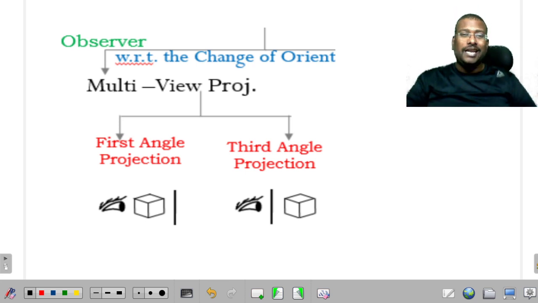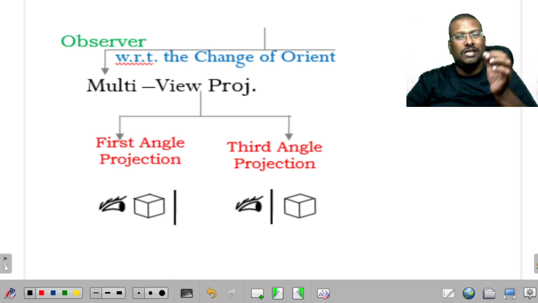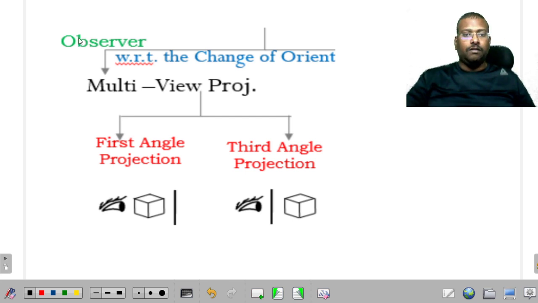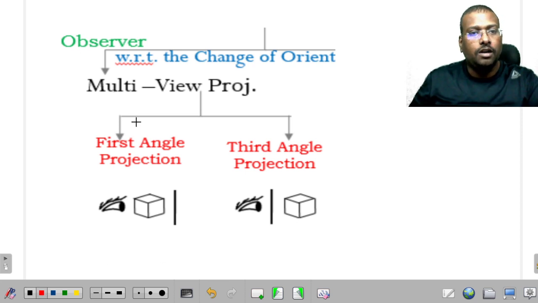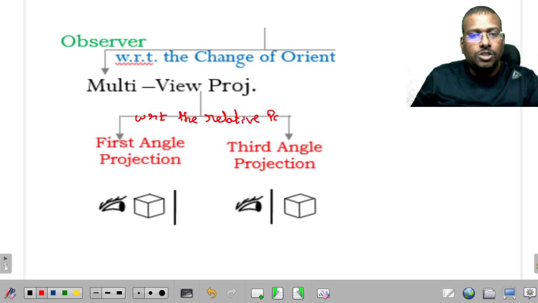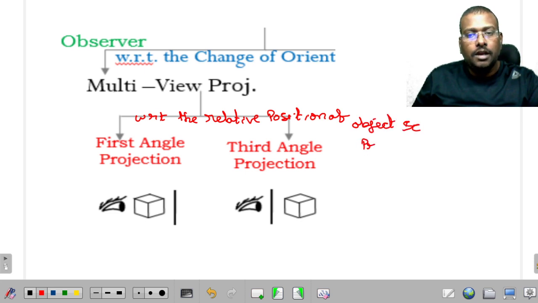Good, sir. Again, in multi-view projection, why is it first angle and third angle projection, sir? What is the major difference, sir? Here, first angle and third angle projections are classified based on the relative position of the object and the principal plane.